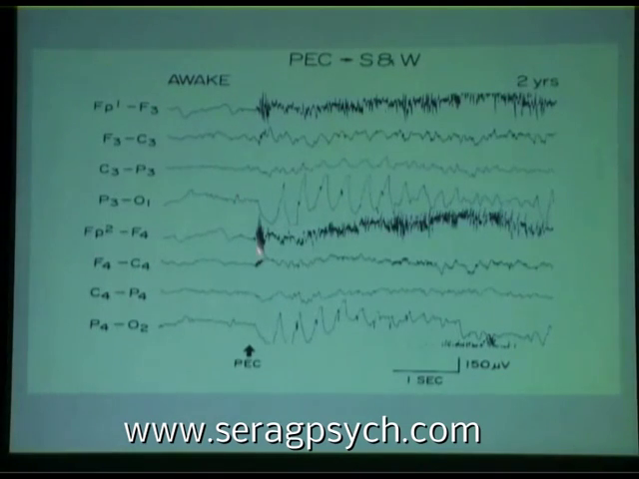Next, please. And there, notice how these can be elicited by passive eye closure, PEC. This is before passive eye closure, to the left. You don't see anything. With passive eye closure in this 2-year-old child, it elicits these spike wave discharges, both O1, O2, bilaterally synchronous. Notice the muscle artifact there.